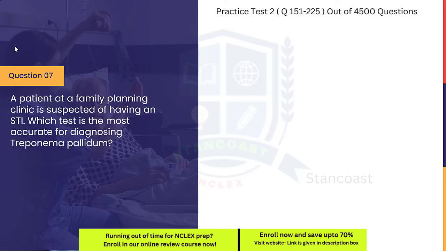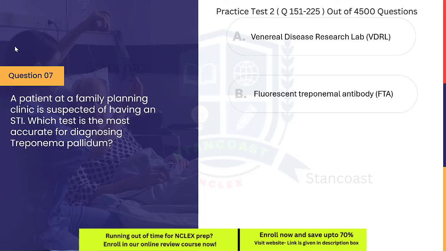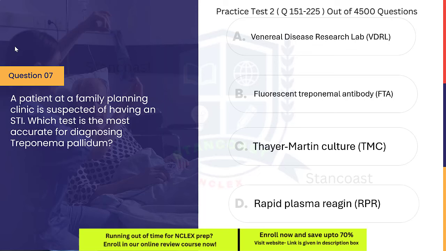Which test is the most accurate for diagnosing Treponema pallidum? A. Venereal Disease Research Laboratory test. B. Fluorescent treponemal antibody. C. Thayer-Martin culture. D. Rapid plasma reagin. Think about the most specific tests for syphilis. The correct answer is B.